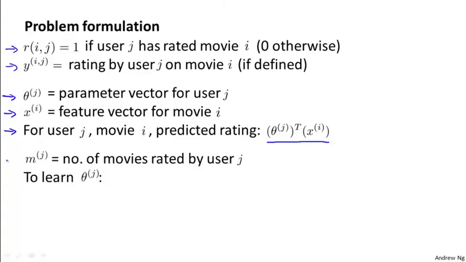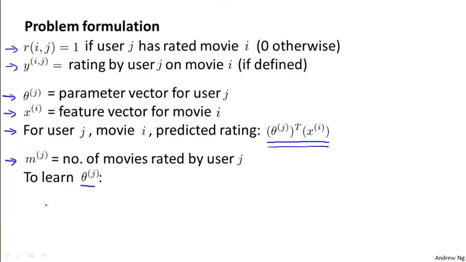Let me just temporarily introduce one extra bit of notation, m j. We're going to use m j to denote the number of movies rated by user j. I'm going to need this notation only for this slide. Now, in order to learn the parameter vector theta j, how can we do so? This is basically a linear regression problem. So what we can do is just choose a parameter vector theta j so that the predicted values here are as close as possible to the values that we observed in our training set, to the values we observed in our data.